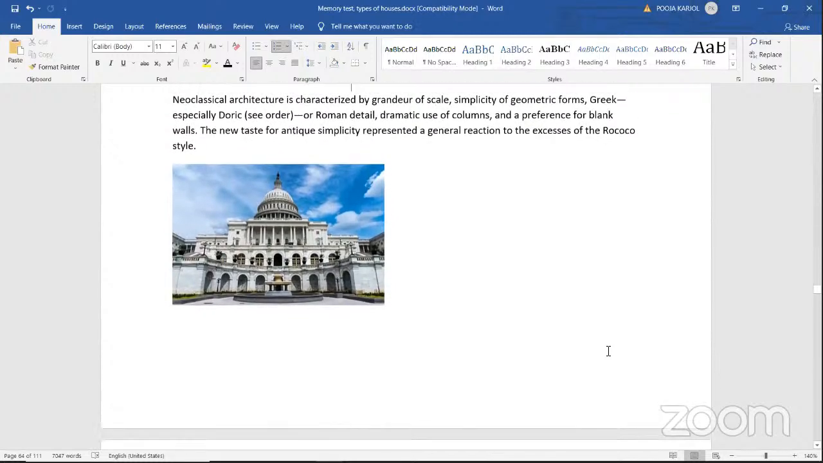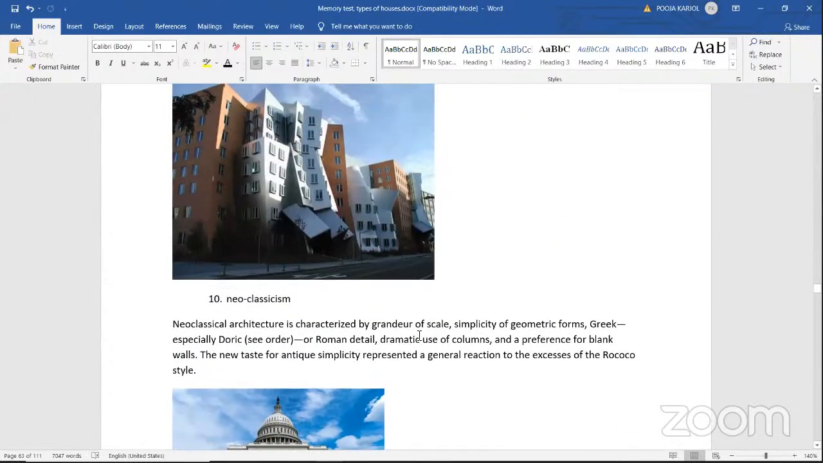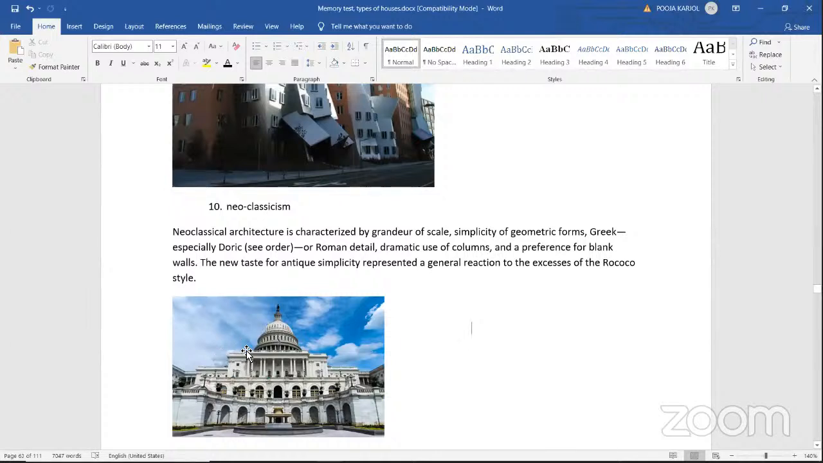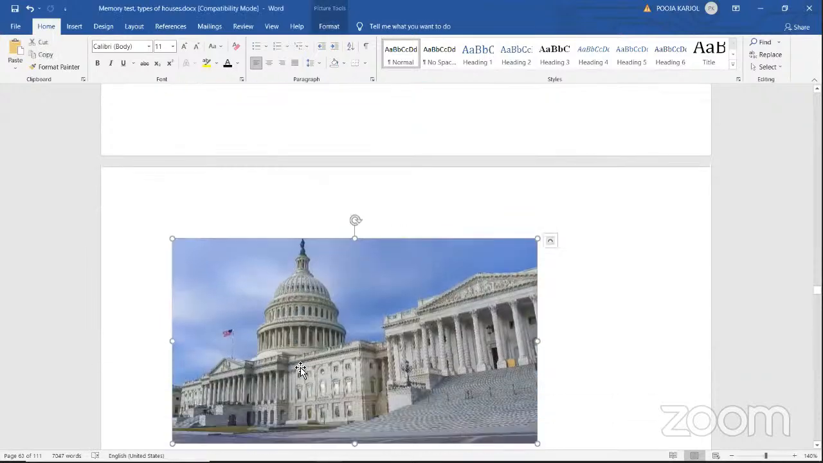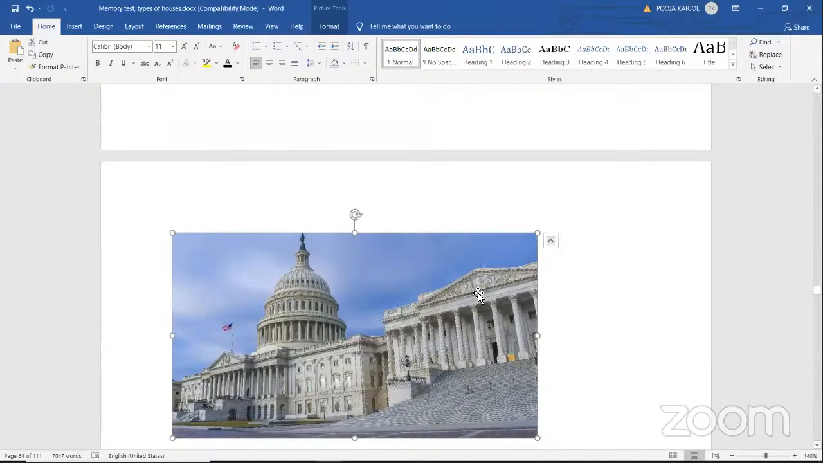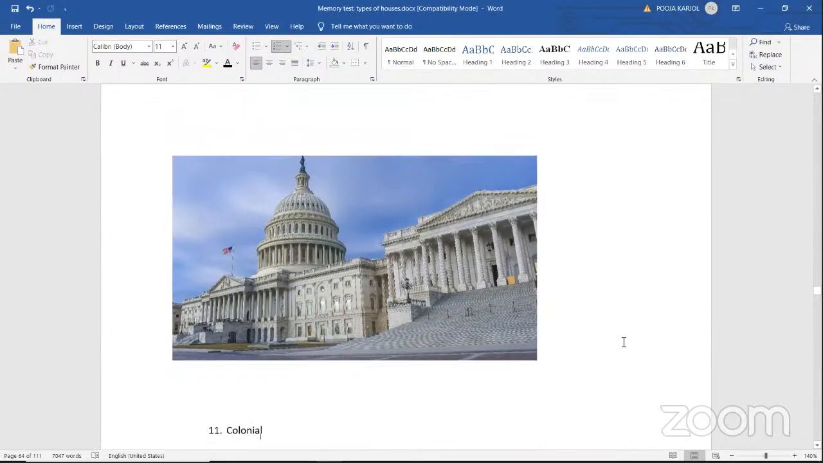Neoclassical. It is characterized by grandeur of scale, simplicity of geometric forms, Greek, especially Doric, or Roman detail, dramatic use of columns. Romans are famous for their domes and arches. You can see a dome here, you can see an arch here, but they have columns also. So you can say that it is an amalgamation of that. Along with that, there are decorative parts here, as you can see. So you can see the Rococo influence on the domes. You can see that it is embellished.